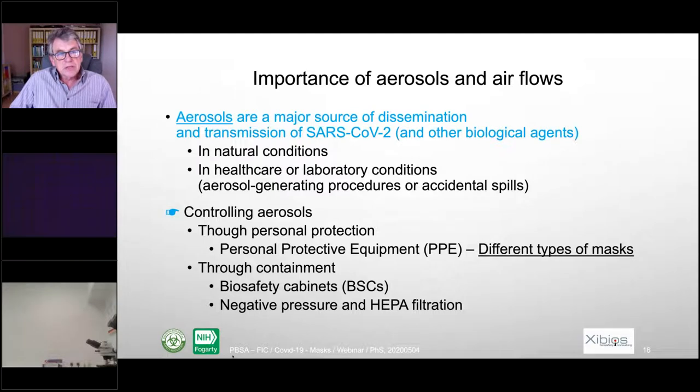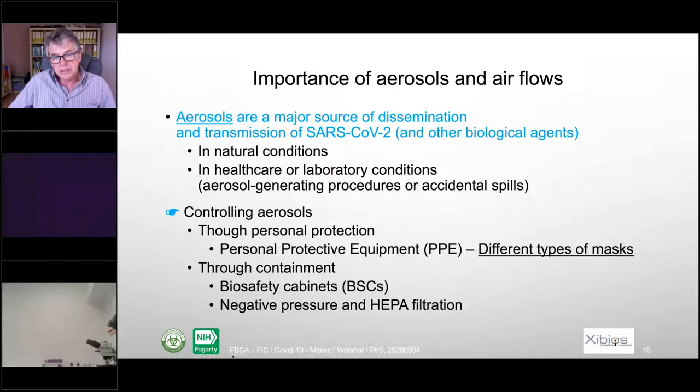So clearly, aerosols are a major source of dissemination and transmission of SARS-CoV-2, both in natural conditions, but also in healthcare and laboratory conditions. In natural conditions, if someone is infected and talks and so on, or even more if he's coughing or sneezing. In laboratory conditions, for instance, if you have some samples or some cultures of the virus, and you do some pipetting, you do some mixing and so on, there is a risk of aerosol, and of course if there is a spill.